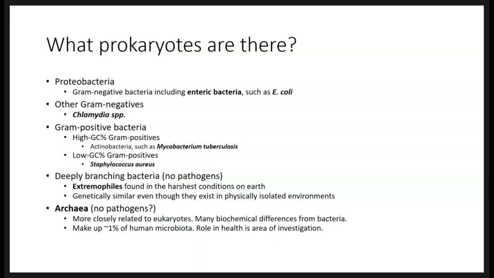These deeply branching bacteria are most similar, by our calculations, to the last universal common ancestor, the organism that presumably was the last common ancestor of all life on Earth. And so deeply branching bacteria are an important part of our understanding of how evolution has happened.